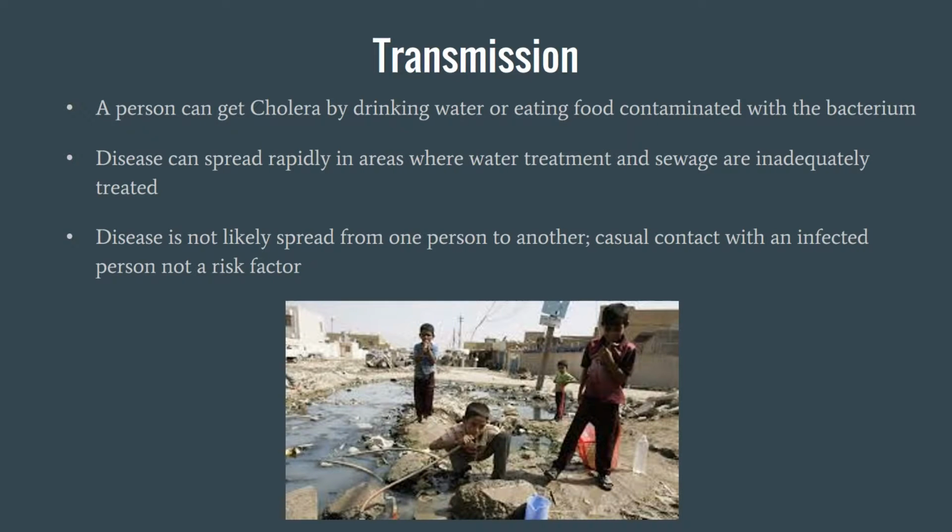Transmission of Vibrio cholerae. Vibrio cholerae is found in areas where there is insufficient water treatment and untreated sewage, as we've discussed previously. It is therefore transmitted to a person when they drink contaminated water or eat food that was prepared with contaminated water. Rare cases have been caused by ingesting raw or uncooked shellfish or meat. Cholera is not spread from person to person, so it is unlikely that you would contract the disease through casual contact with an infected person.